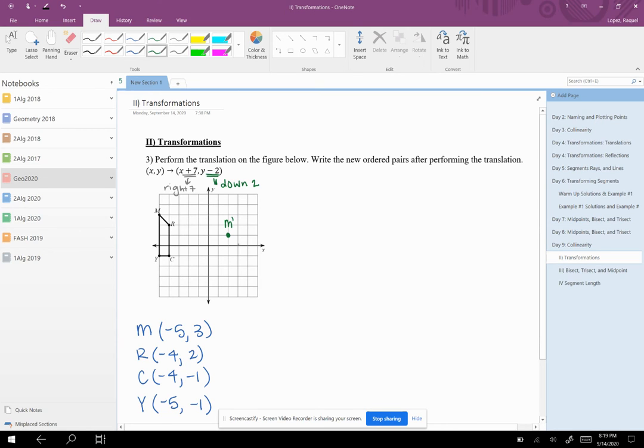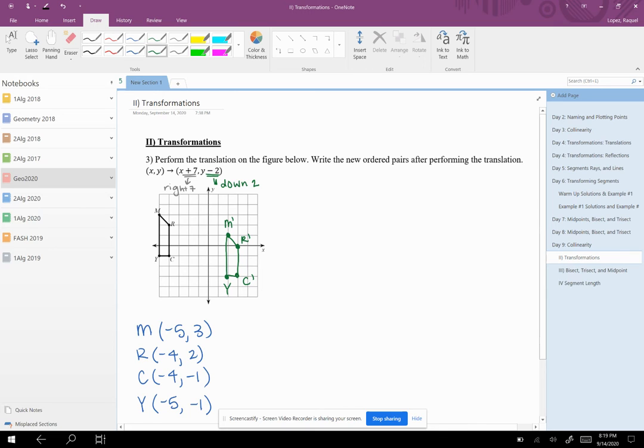And we're going to move R in the same way. So that's going to put R right here. So this is R prime. And then C prime would be over here. And Y prime would be right next to it. So here is where your shape should be.